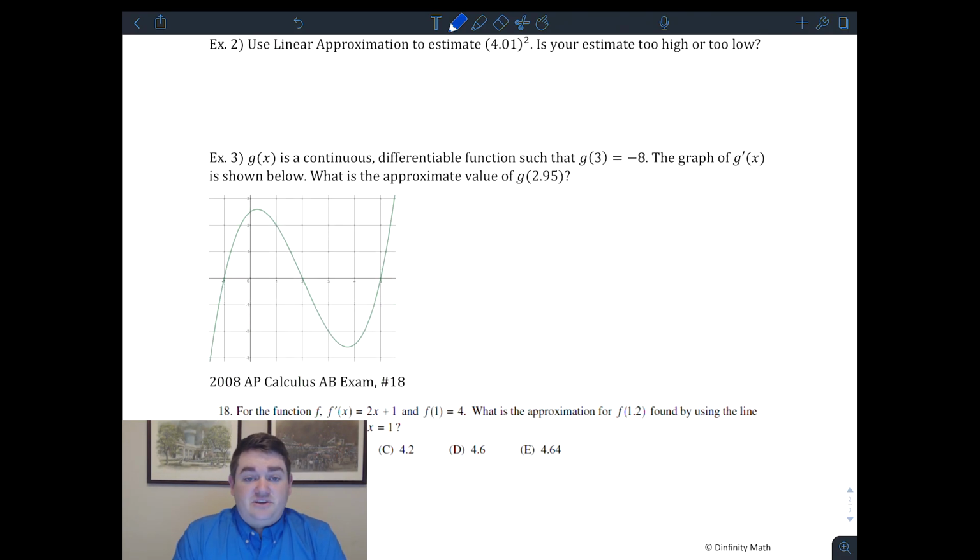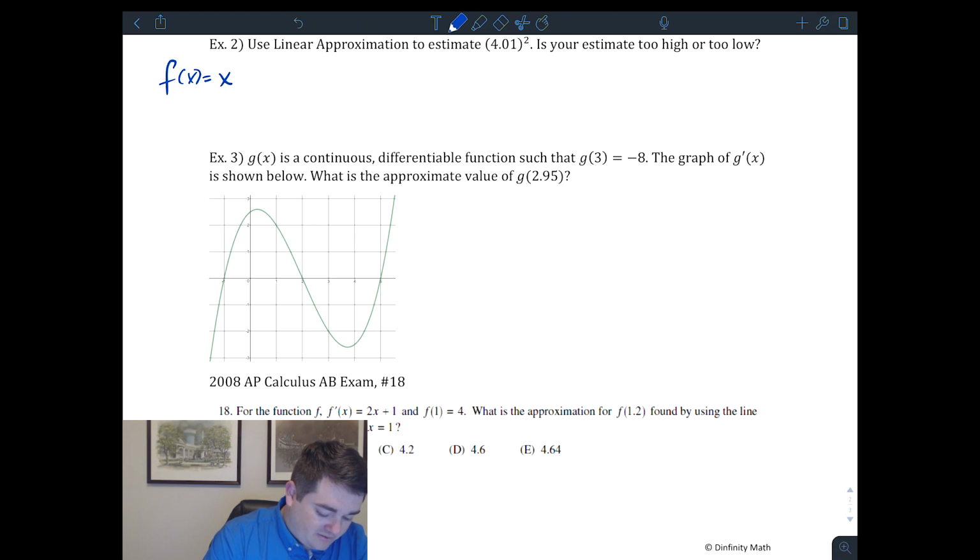Example 2, use linear approximation to estimate 4.01 squared. Is your estimate too high or too low? So I want you to imagine if my function was f of x equals x squared, and I want to plug in 4.01, but for whatever reason I can't do it, right? So what's a nearby friendly number to 4.01 that's easy to work with? Well, 4. So f of 4.01 is approximately f of 4 plus f prime of 4 times 4.01 minus 4.